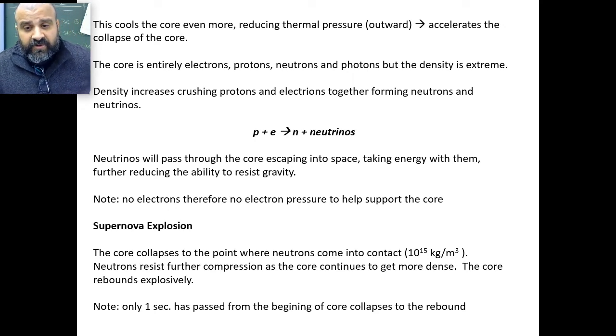It's worth noting that all this stuff we've talked about happens in less than a second. Once the core starts its collapse to rebound, that's less than a second. It's super fast. Once we've hit iron and the core begins its descent, super quick.